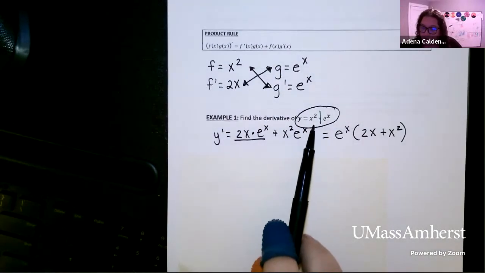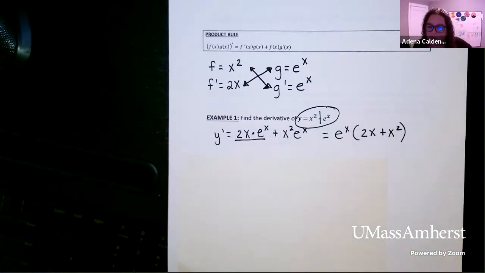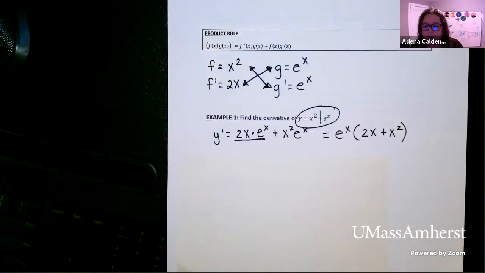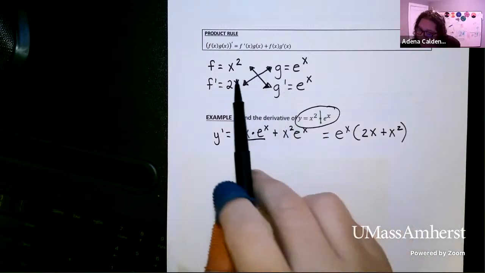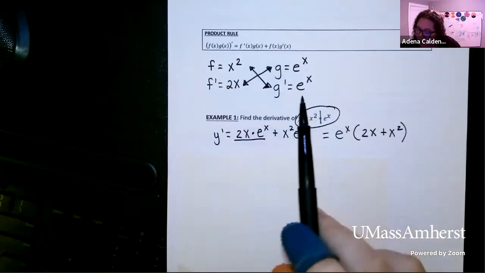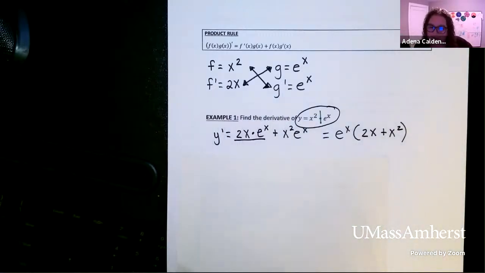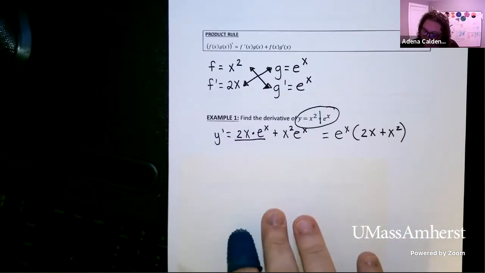We divide it up into two functions. The first one we call f, the second one we call g. We find each of their respective derivatives, and then we apply the rule that says f prime times g plus f times g prime, and we put it all together to get the derivative of our function.